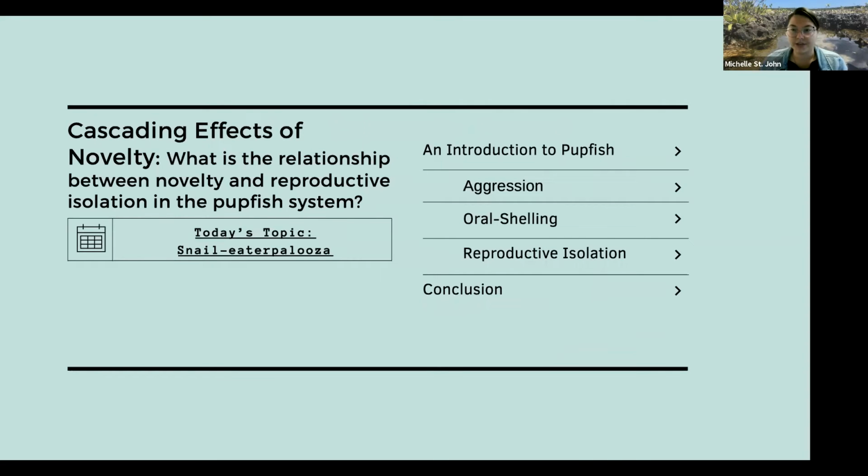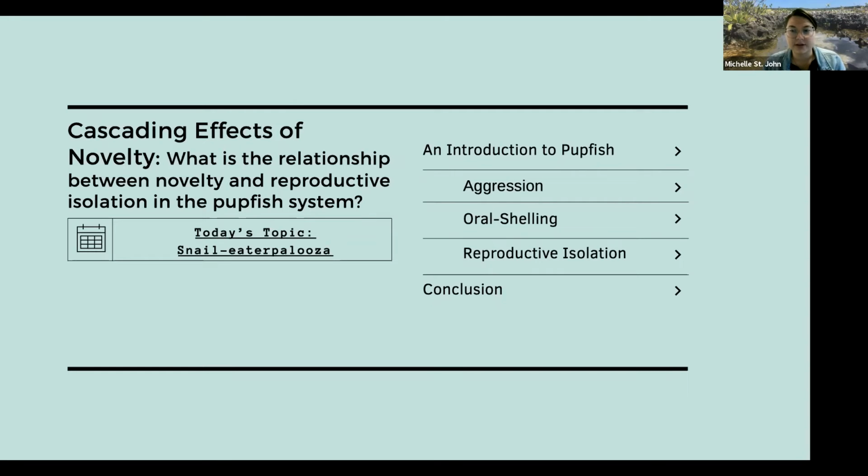So I'd like to jump into some of my methods and results, starting with my first study. And the question that I investigated here is, what is the relationship between aggression and novelty? And I was interested in this relationship because based on the feeding video, we might hypothesize that aggression is important for not just scale eating, but also snail feeding in pupfish.